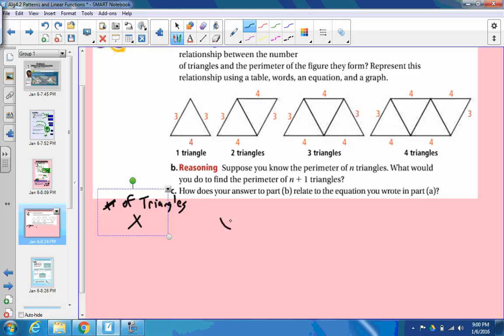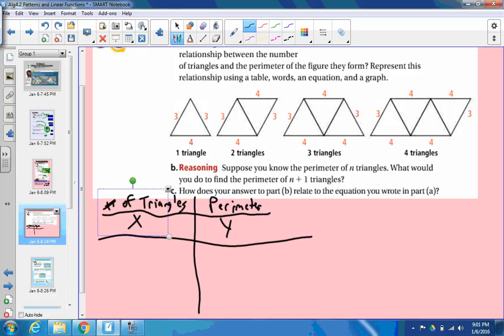The y, which will be the perimeter, we'll leave it at that. You can make it into ordered pairs if you'd like. So the x's would be, if we have one triangle, what is the perimeter? 3 plus 3 is 6, plus 4 is 10.